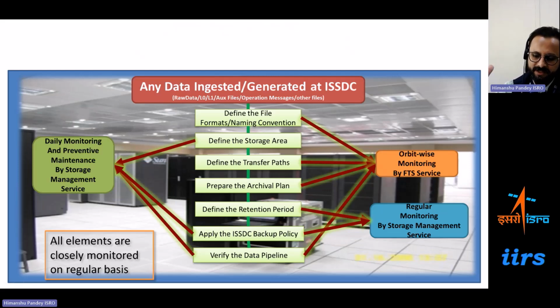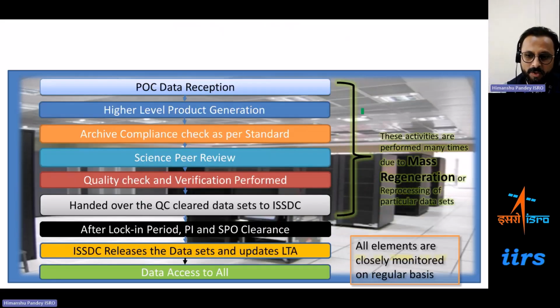So, as a student, when you are maintaining an archive, there are many things that are happening in the cloud. And when you are going to receive the data at your level, you can say so. For that, we are giving data to payload operation centers, where high-level data product generation is also carried out. So data product generation and then the archive compliance check as per the standard would be done.